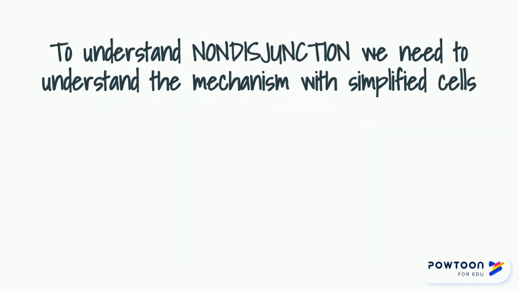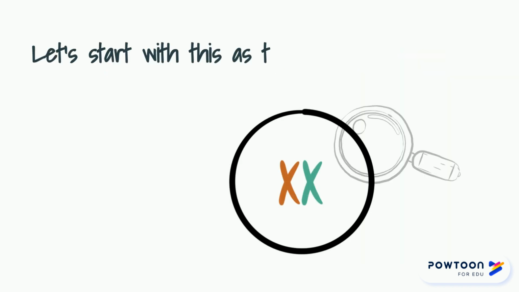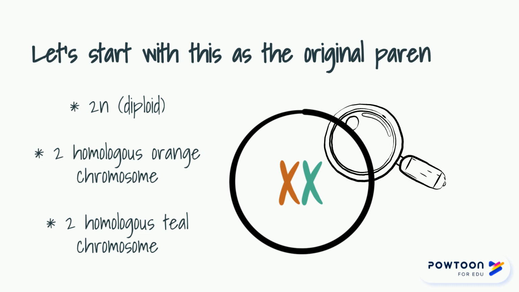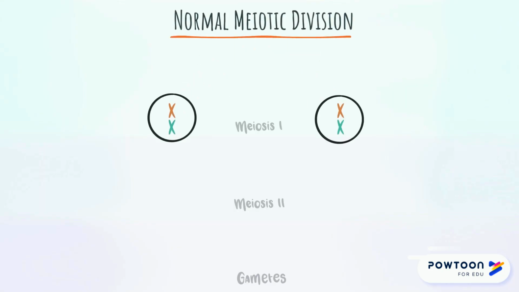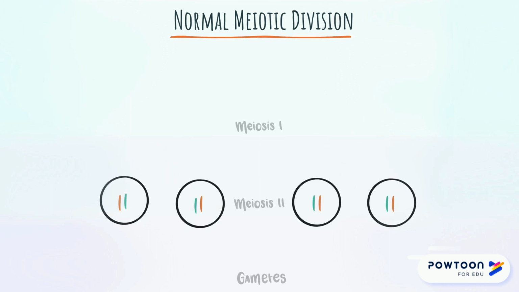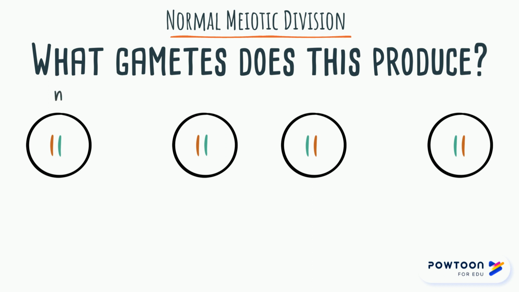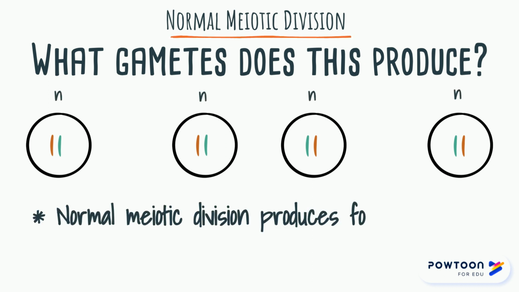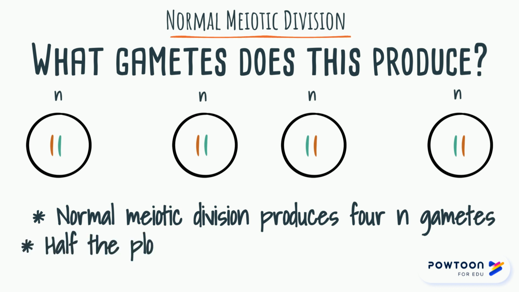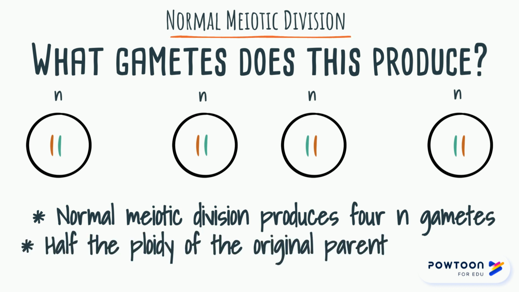To understand nondisjunction, we need to understand the mechanism with simplified cells. Let's start with this as the original parent cell. This is a simplified animation of normal meiotic division. What gametes does this produce? Normal meiotic division produces 4 N gametes. These are half of the ploidy of the original parent cell.